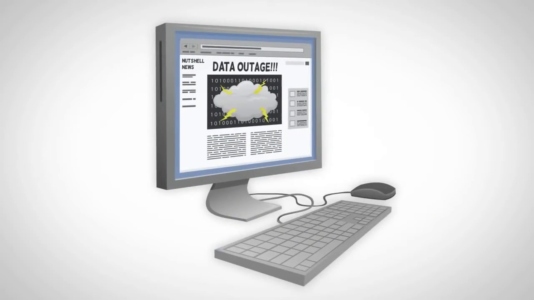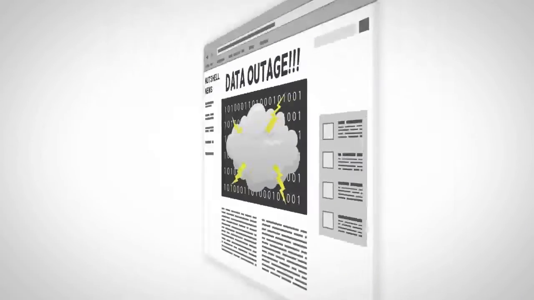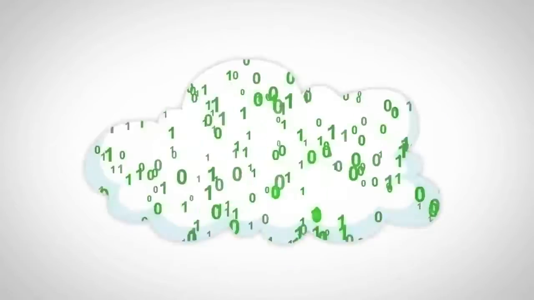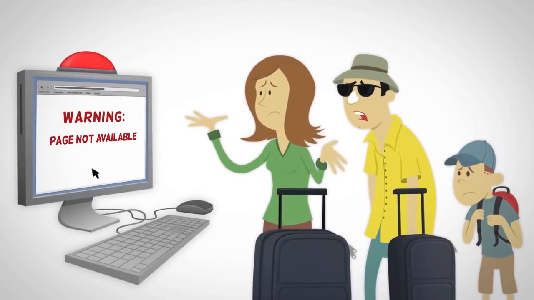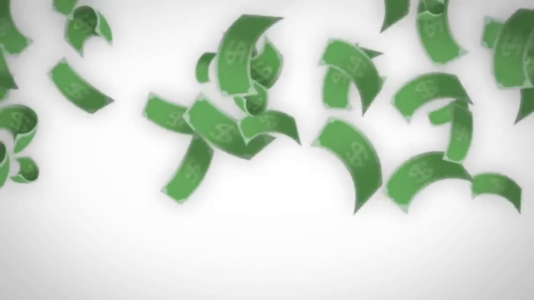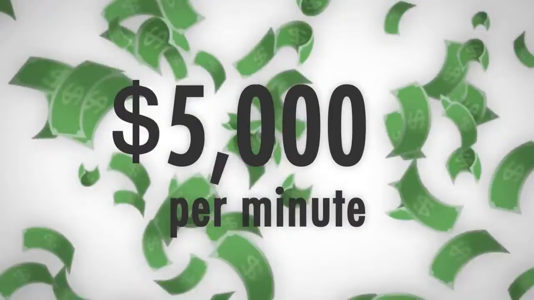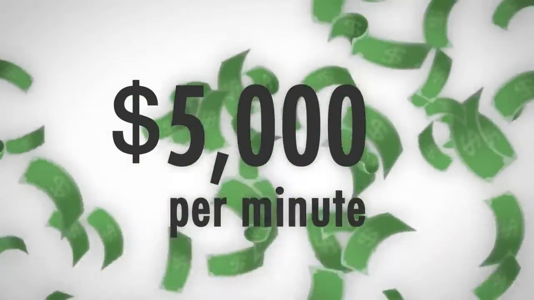It seems like every week there's a big data outage. Online banking, cloud providers, airline reservations. The things people depend on, going down. Meanwhile, companies are losing $5,000 a minute to unplanned downtime.